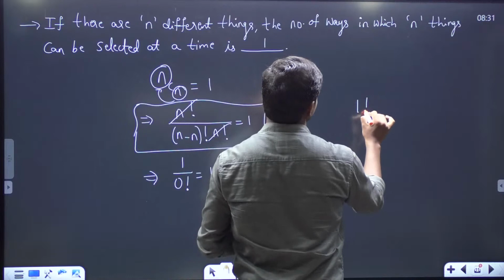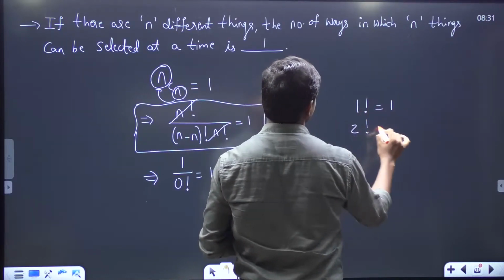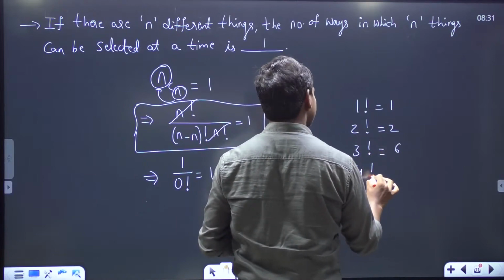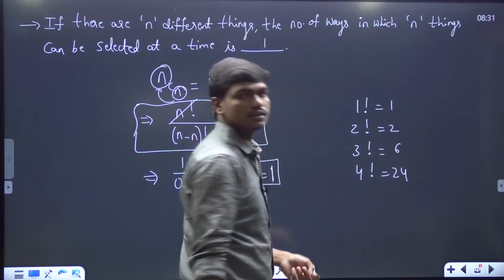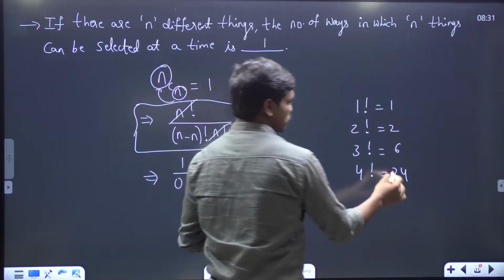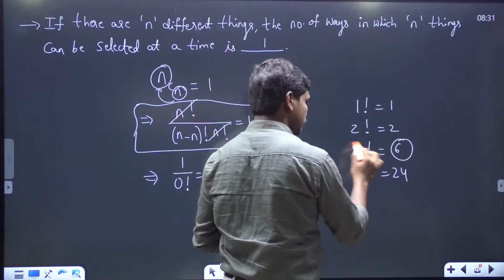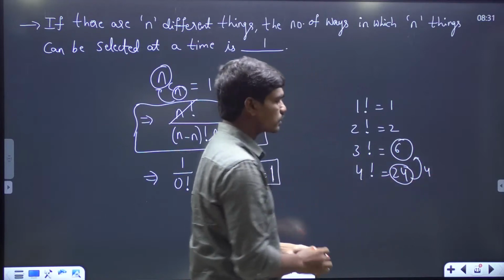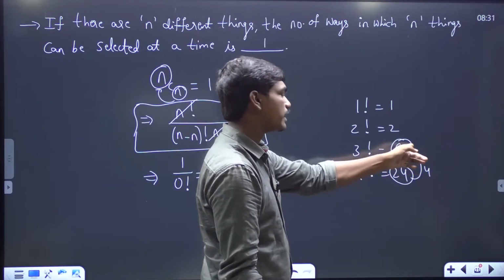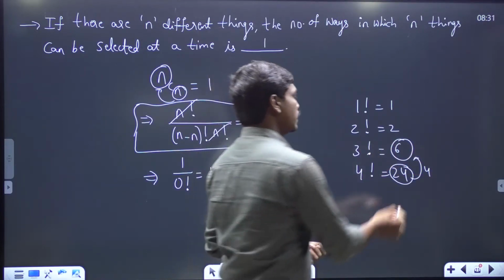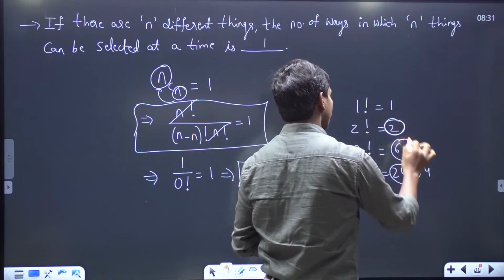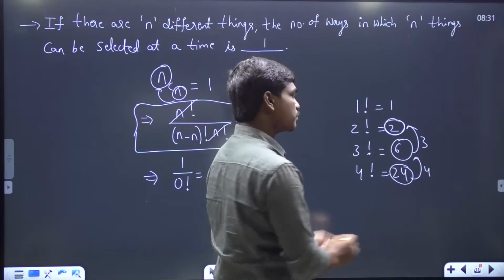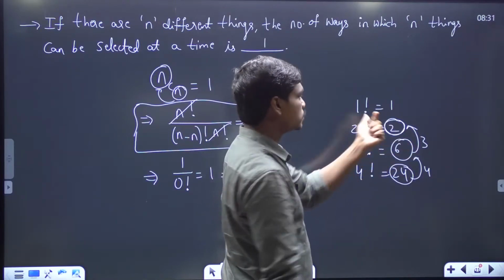See, if I write 1 factorial is equal to 1, 2 factorial is equal to 2, 3 factorial is equal to 6, 4 factorial is equal to 24. To get this 6 as 3 factorial, we need to divide this 24 by 4. Correct? If you divide 24 by 4, you will get 6 as the 3 factorial. Similarly, if you want to get this 2, you need to divide 6 by 3. Correct? Because if you divide 6 by 3, you will get 2, which is 2 factorial.